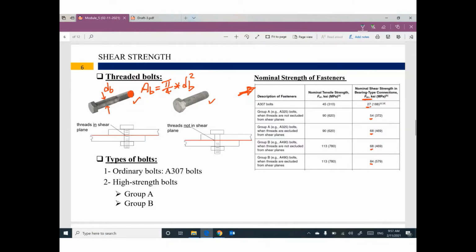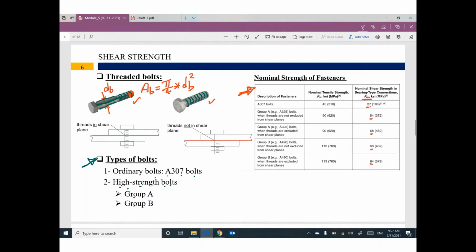You have to learn. We have two types of bolts. The first one is called an ordinary bolt, which is A307 bolts, or the high strength bolt. If the bolts are high strength, we have two groups, group A and group B. And for each group we have two cases or two scenarios. Can you see the threaded part of the bolt? Sometimes the whole chunk of the bolt is threaded. Sometimes part of the bolt is threaded and the other part is not.